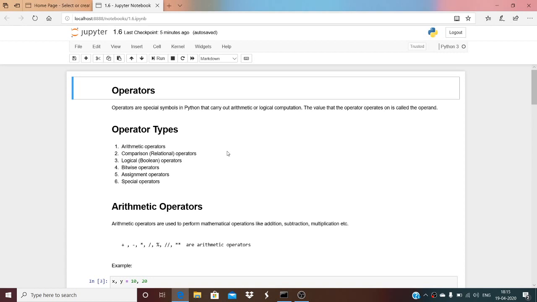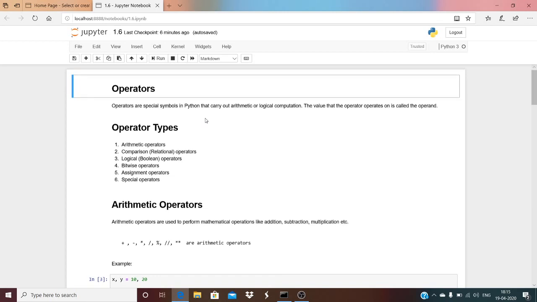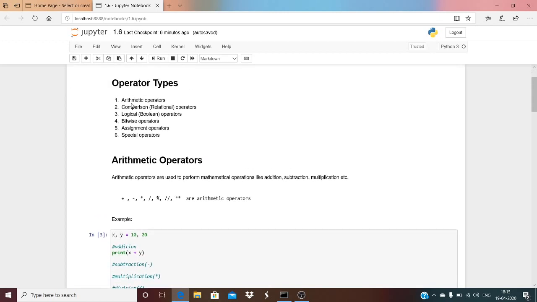So today we are going to learn operators. Operators are of different kinds, but firstly they are special symbols in Python that carry out arithmetic or logical computation. Any arithmetic or logical computation you may have learned in your electronics or physics if you are in school about logical operators just like AND or XOR and arithmetic operators like plus, minus, divide, multiplication. So there are various kinds of operators in Python.